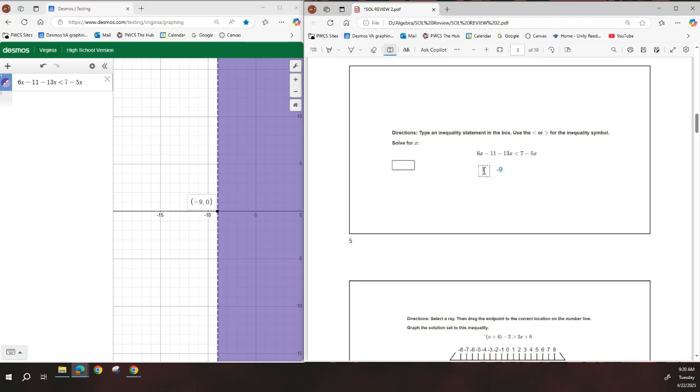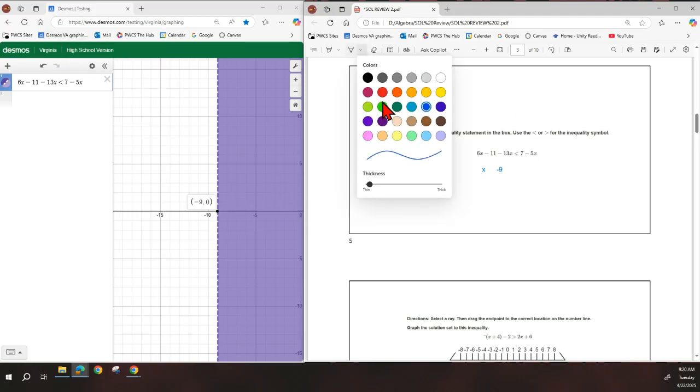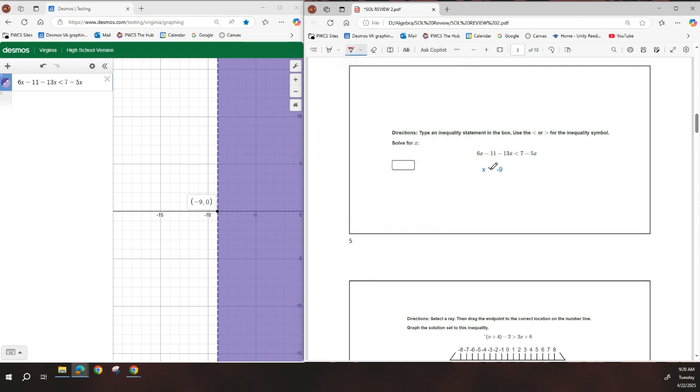And we're going to have an x because that's the variable we are using. Our shading goes to the right of this dot. So we are going to have an inequality that goes to the right. So it's going to look like that.